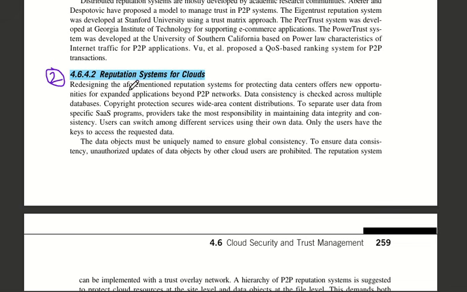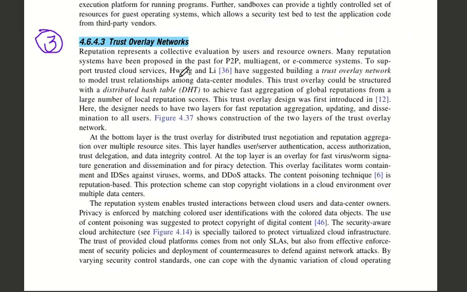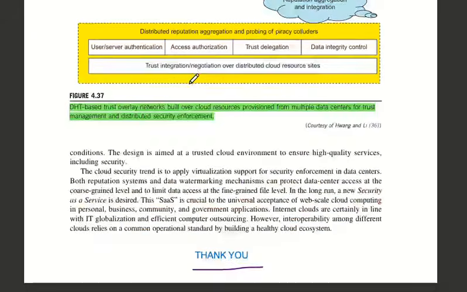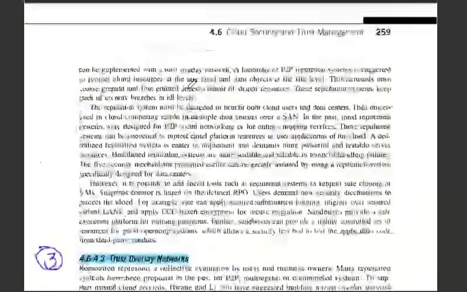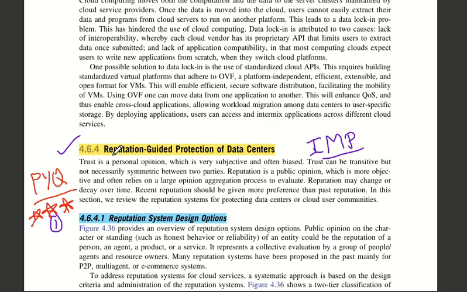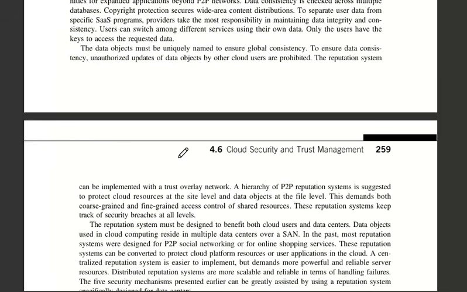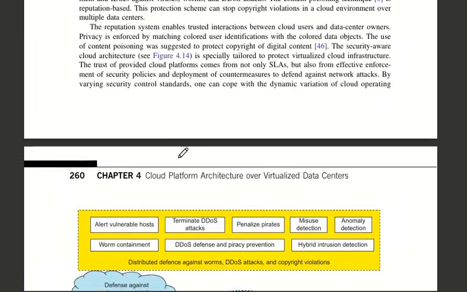Okay, then the second one is reputation system for a cloud. Then the third one is trust overlay network. These three points come under reputation-guided protection of a data center. So that's all about this module 4.